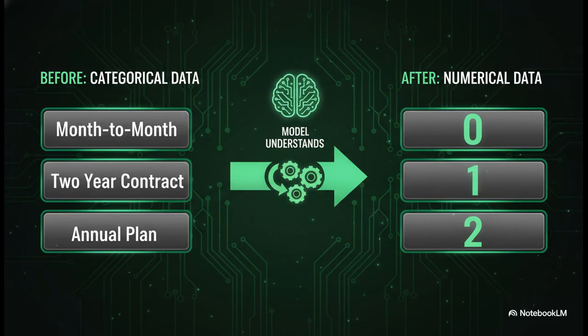Now, here's the thing. A machine learning model doesn't understand text like month-to-month contract. It only gets numbers, so we have to translate everything. This whole process is called feature engineering, where we convert all these text categories into numerical values that the model can actually use to find patterns.